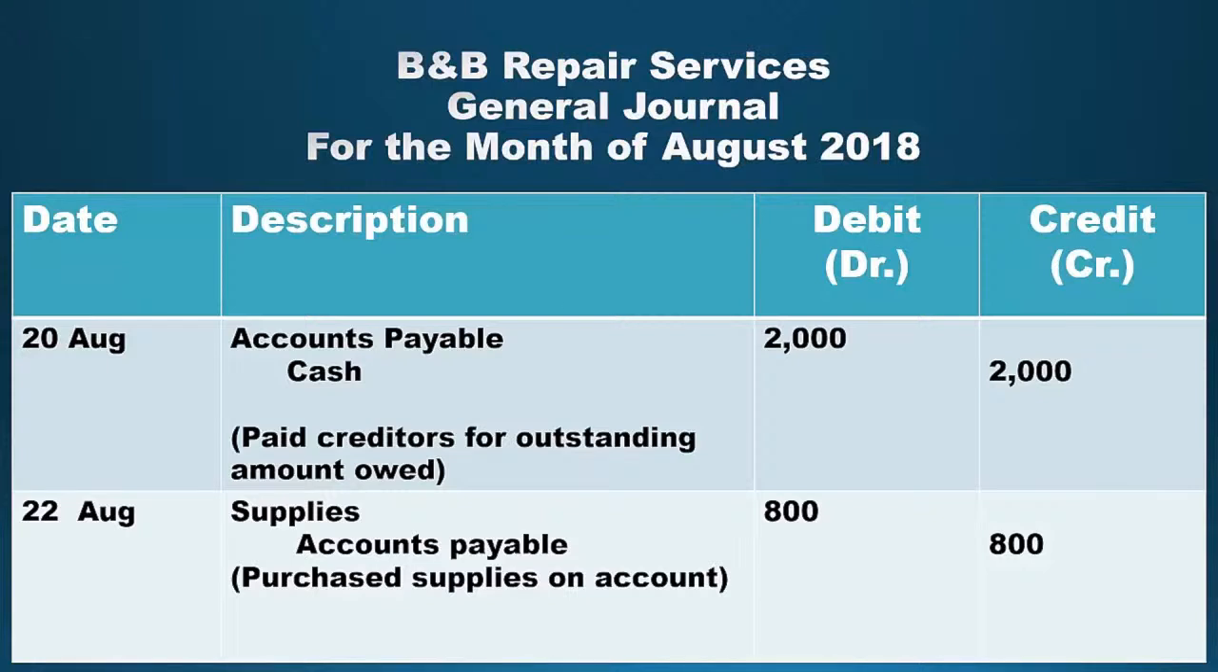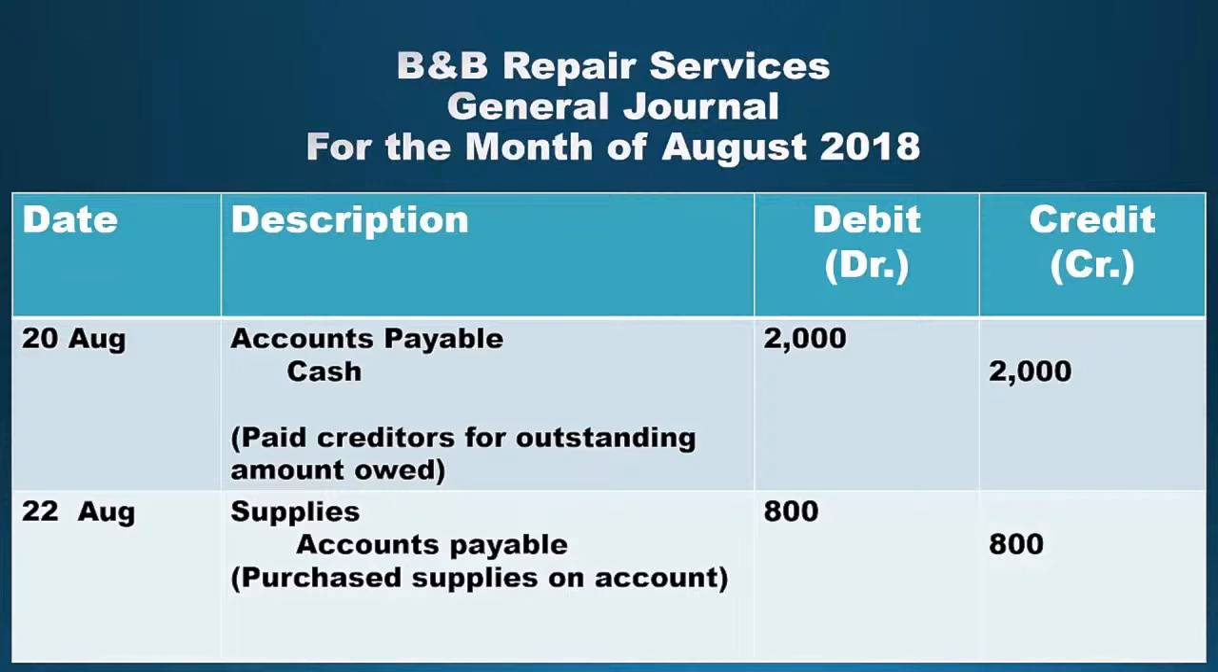Step 3. How do we record it? To record this, we debit accounts payable and credit cash for $2,000 to show the decrease in money. The narrative for this entry is paid creditors for outstanding amounts owed. August 22nd, purchasing supplies on account.